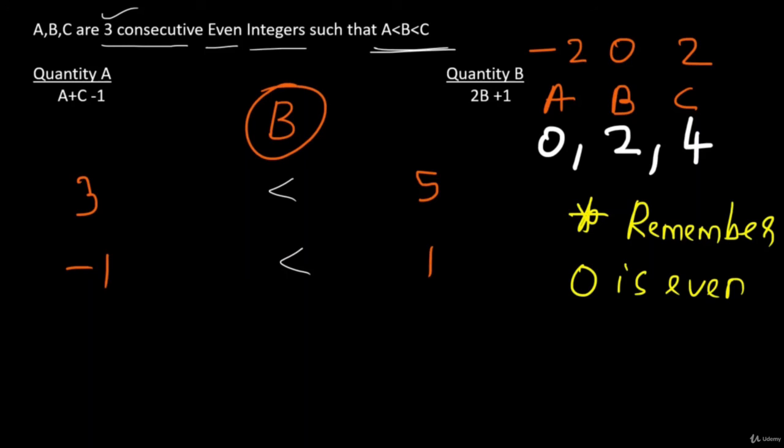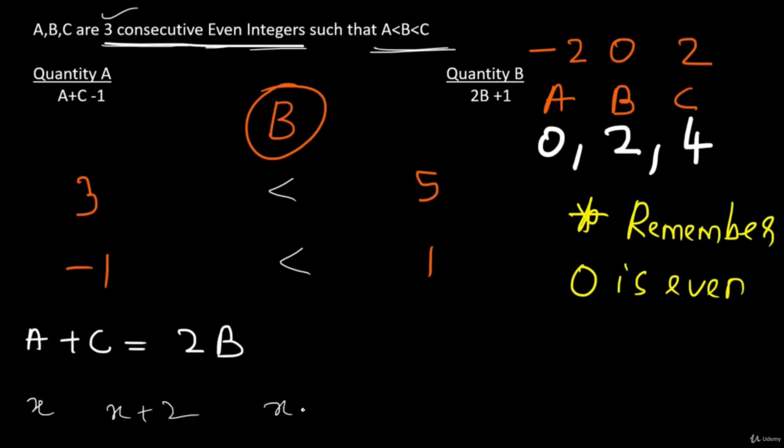to use algebra, because as we discussed before, unless you get two contradictory scenarios, you cannot be certain with just plugging in numbers. Alright, now over here let me show you how you can approach this with algebra. Now we know that A plus C will be equal to 2B because these are three consecutive even integers, right? That's what we have over here. Why is this so? Let's take A as x. What would be B? B would be x plus 2 and C would be x plus 4, right?